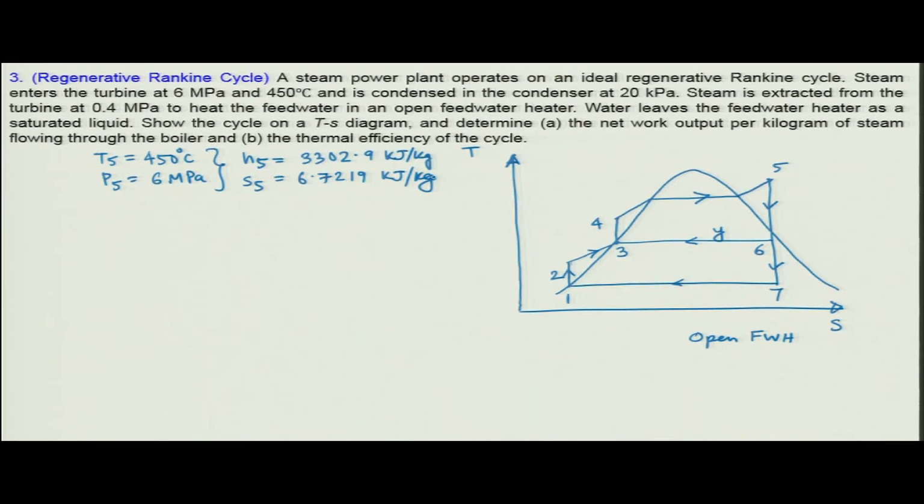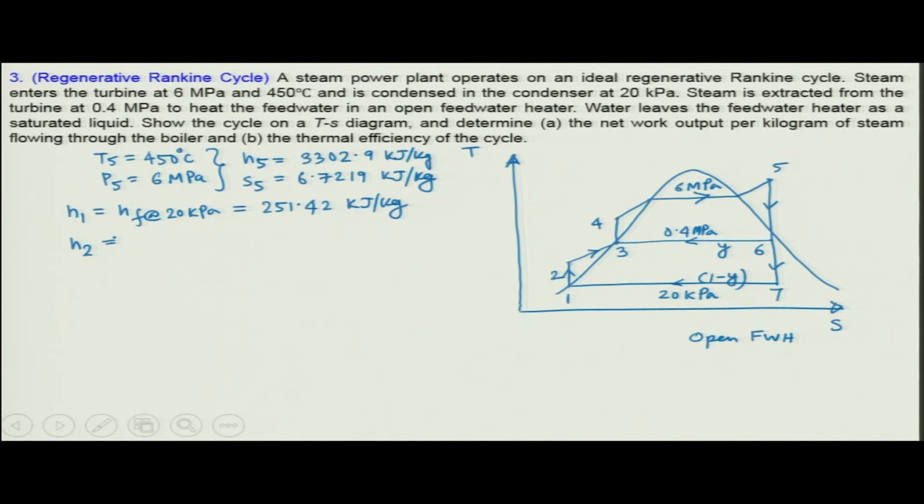Okay. Now, let us start with point 1. Point 1 enthalpy we can find as the enthalpy of saturated water at 20 kilopascal. So, this is the 20 kilopascal constant pressure process, and this line is 6 megapascal, and steam is extracted at 0.4 megapascal. So, let us say y kg of steam is bled, and 1 minus y kg is going through the condenser. The enthalpy of saturated water at 20 kilopascal is 251.42 kilojoule per kg. Now, you can find out the enthalpy at point 2.